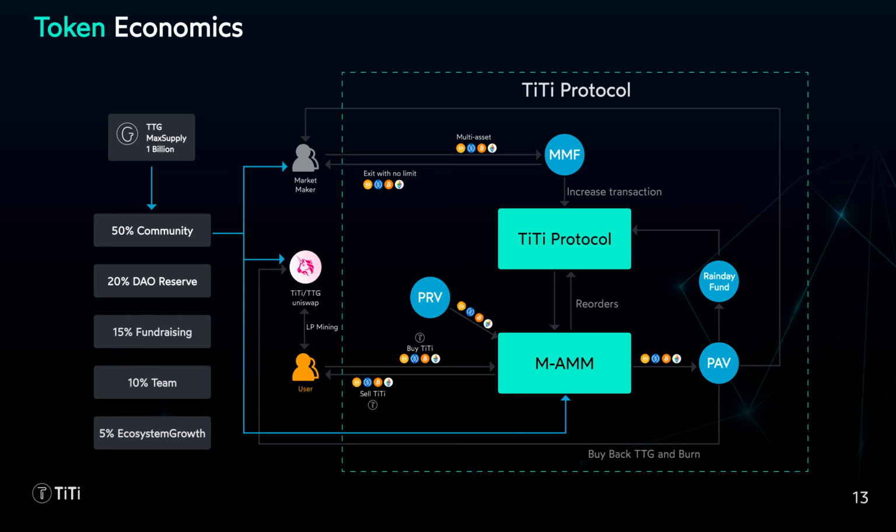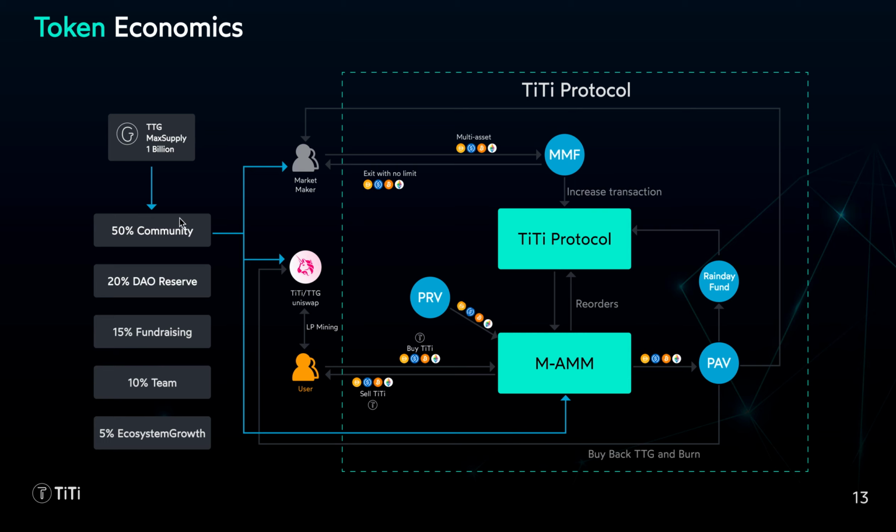On page 13, let's have a look at the TTG token economics. In a nutshell, we can see here almost 75% of the TTG is distributed to the community, 50% for fundraising, and 10% for team allocation.